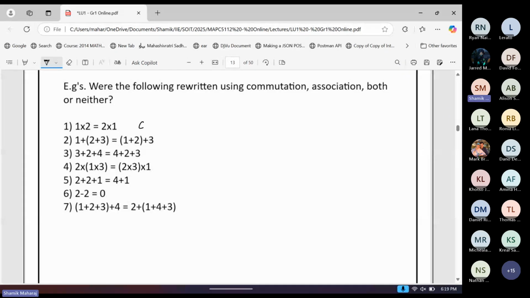Both of the sides of the equals sign are the same, except the brackets moved. So this is association, right? Let's just do one more. This third one looks interesting. 3 plus 2 plus 4 becomes 4 plus 2 plus 3. So again, this is a situation where only order changes. There are no brackets, so commutation has happened here.